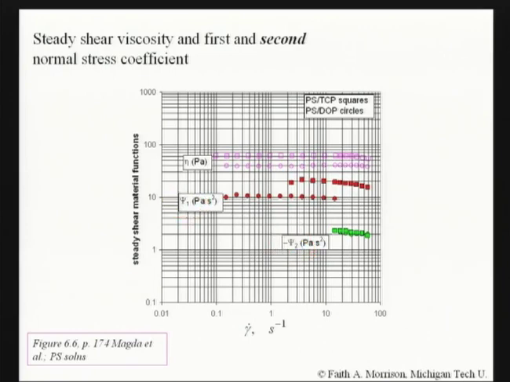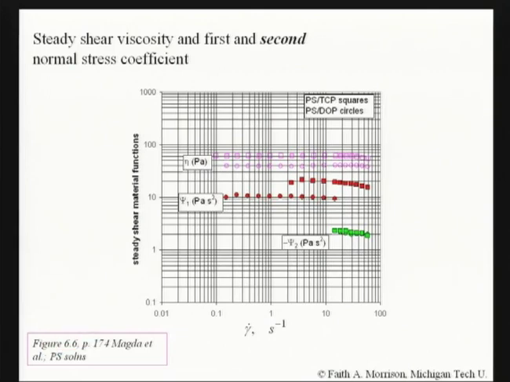So in order to plot them on a log-log scale, I can't plot negative numbers, because the log of negative numbers is undefined. So this is a plot of the absolute value of psi 2, excuse me. And you see that it's about an order of magnitude less than psi 1, which is what we said. So this is two different solutions, one polystyrene and tricresyl phosphate, and one polystyrene and dioctyl phthalate. The names of those chemicals, if you're curious about them, are in the book. This is figure 6.6 from our book.